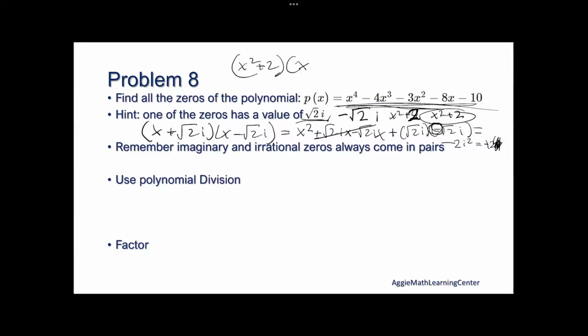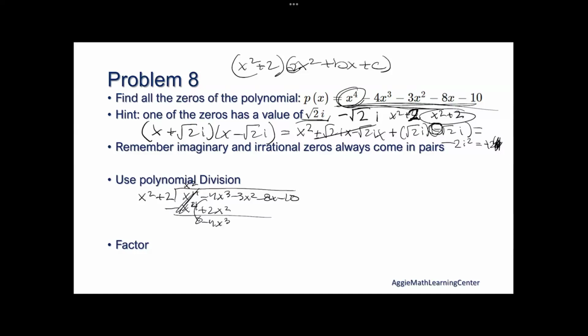Now we want to find our other ax squared plus bx plus c, because we have x to the 4th, so we know that there has to be another quadratic factor that we can pull out. Okay, so we can now use polynomial division. So we have x squared plus 2, and we have x to the 4th minus 4x cubed minus 3x squared minus 8x minus 10. x squared times x squared equals x to the 4th. So we have x to the 4th plus 2x squared. Okay, that cancels out. Remember we have the negative 4x cubed still there. Then we have negative 3x squared minus 2x squared. So we have negative 5x squared minus 8x minus 10.